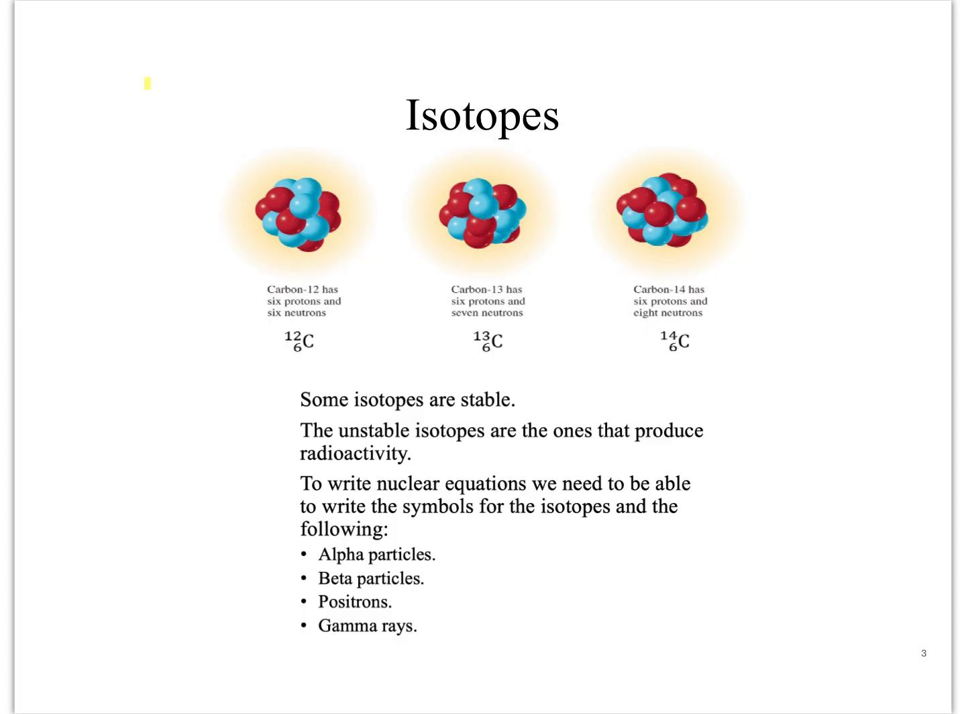When we talk about nuclear reactions, we want to know how we can express a nuclear reaction as a chemical equation. So now we are going to learn how to write a nuclear equation. Before that, we do need to introduce a few symbols that we will leverage inside the nuclear reaction equation. Those are alpha particles, beta particles, positrons, and gamma rays.